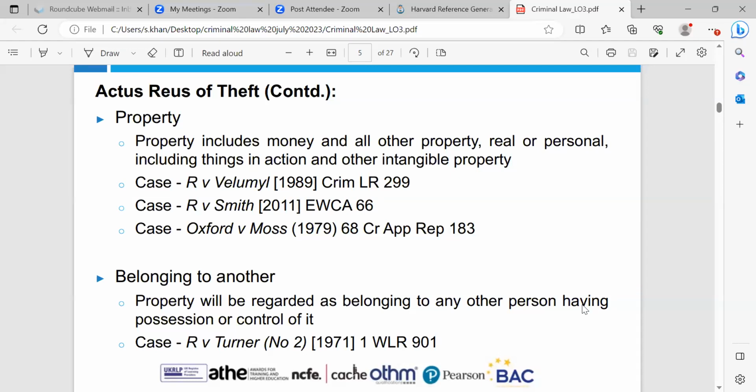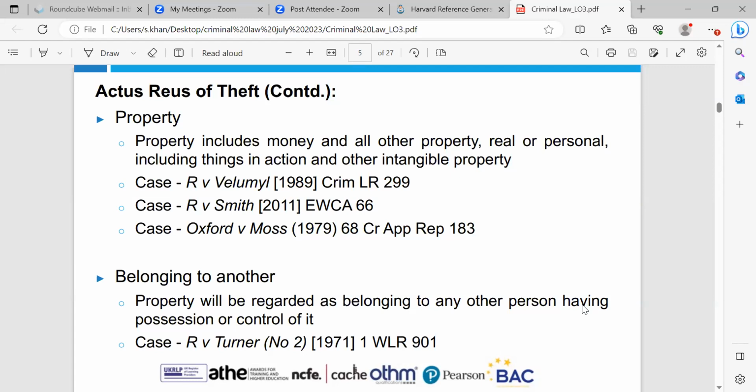Then the next one in regards to property is things in action. That includes cheques and bank accounts. And then in the definition, other intangible property refers to things which have no physical presence but can be stolen, for example, a patent. However, information about something cannot be stolen.